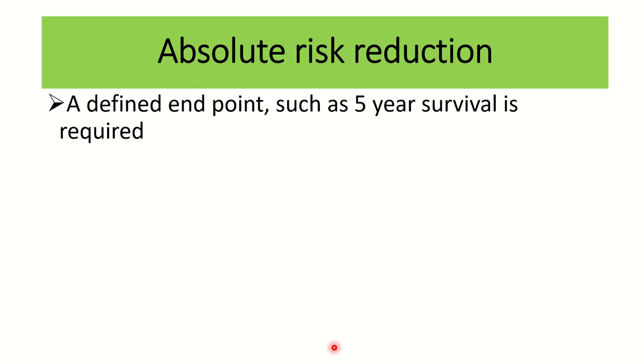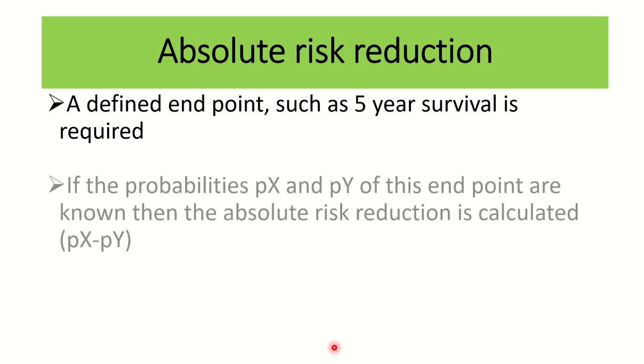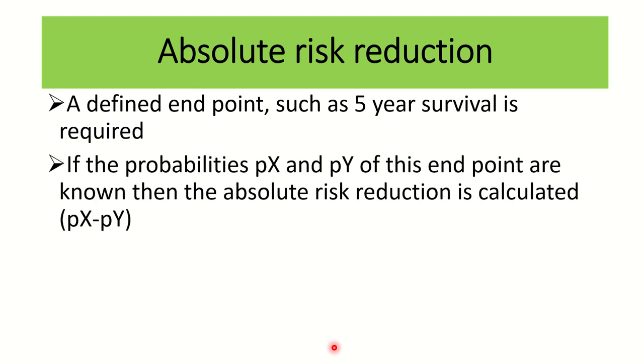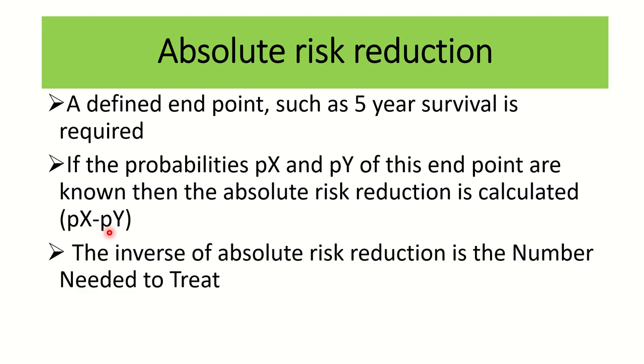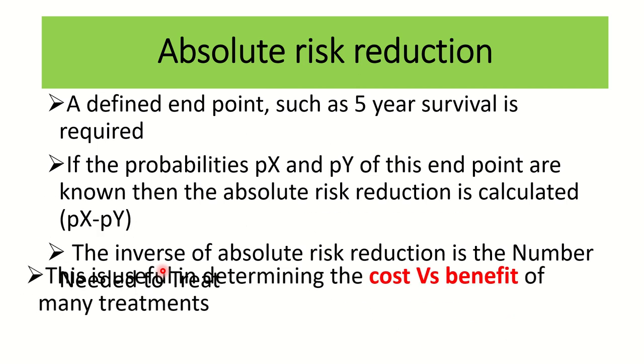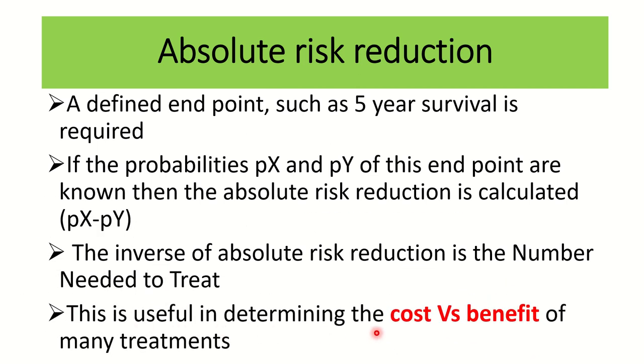A definitive endpoint such as 5-year survival is required, if the probabilities P of X and P of Y of the endpoint are known. Then the absolute risk reduction is calculated as P of X minus P of Y. The inverse of absolute risk reduction is the number needed to treat. This is useful in determining the cost versus benefit of many treatments.